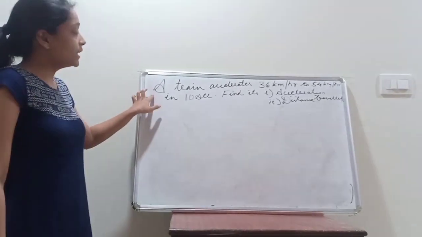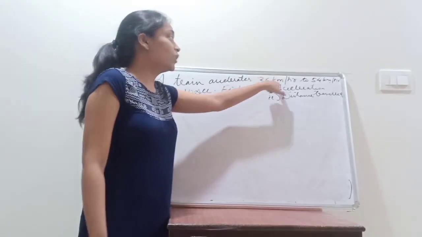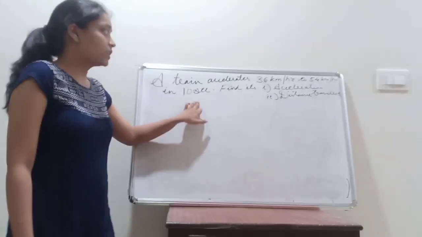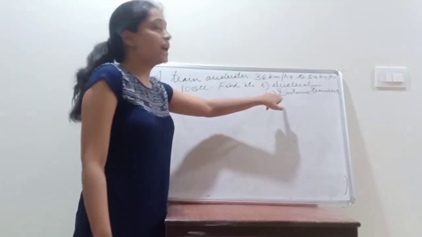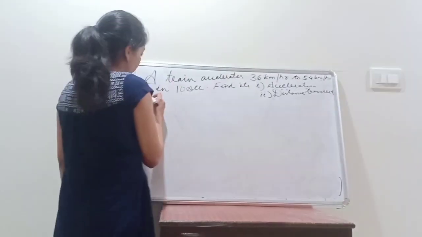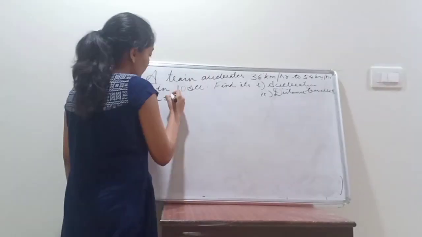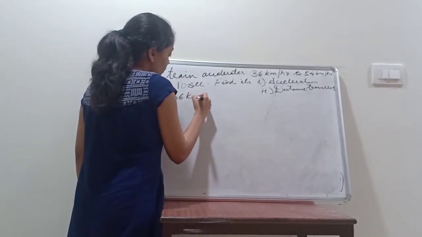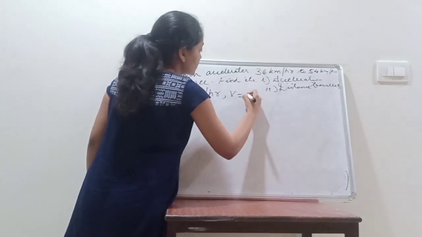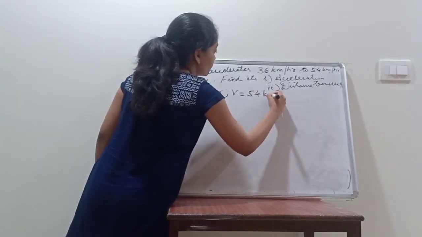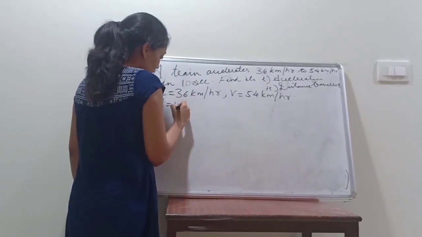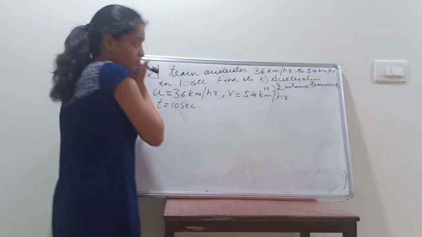Let's say a train accelerates from 36 km per hour to 54 km per hour in 10 seconds. We have to find its acceleration and distance traveled. So first let's write the initial information we have. Initial velocity of the train is 36 km per hour. Final velocity is 54 km per hour and time taken is 10 seconds.